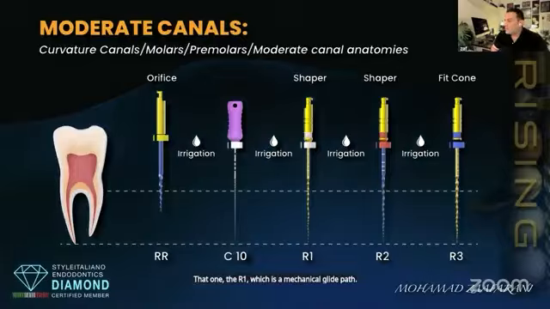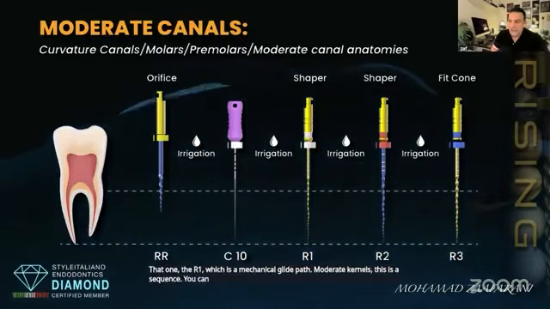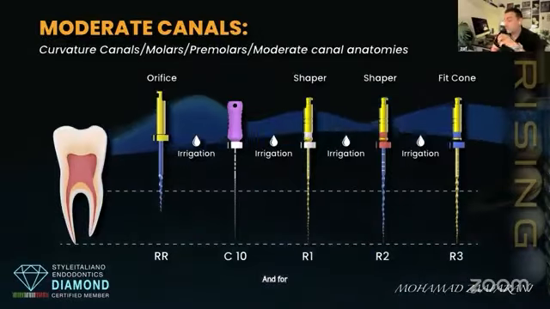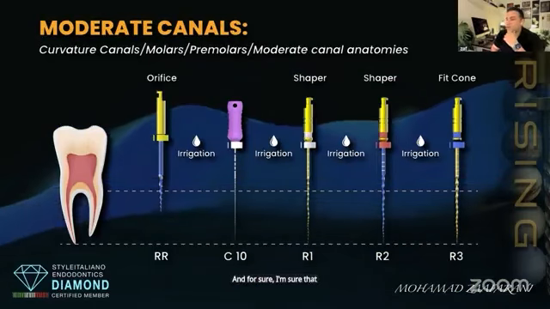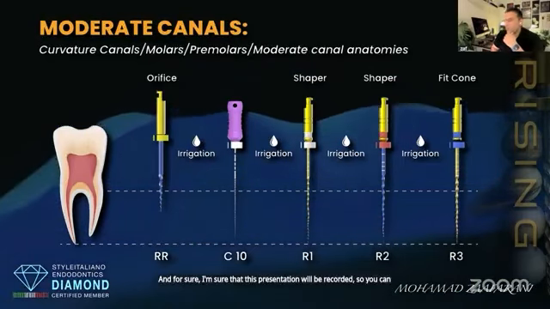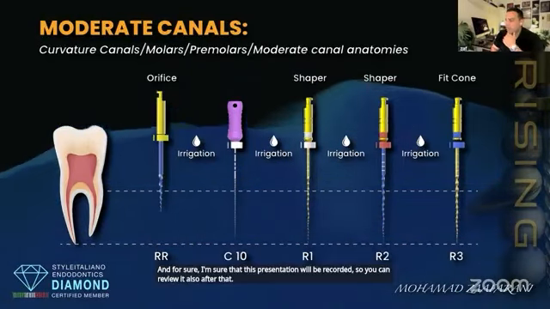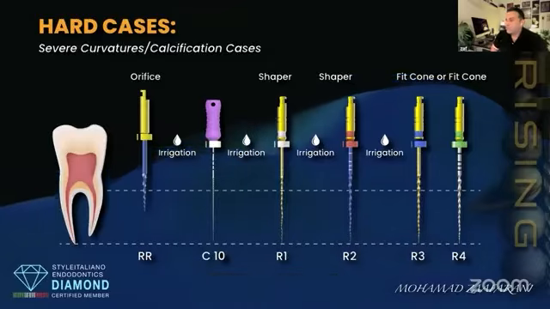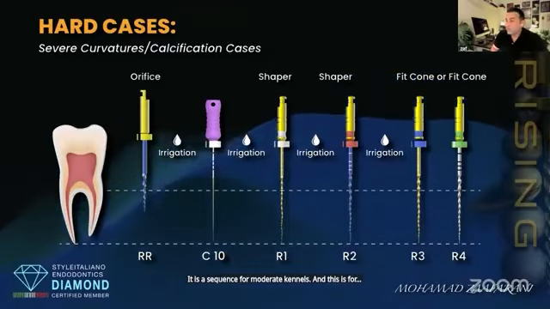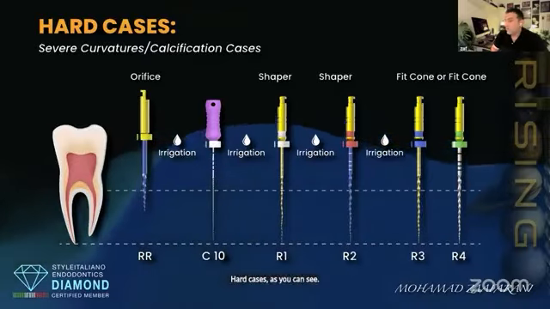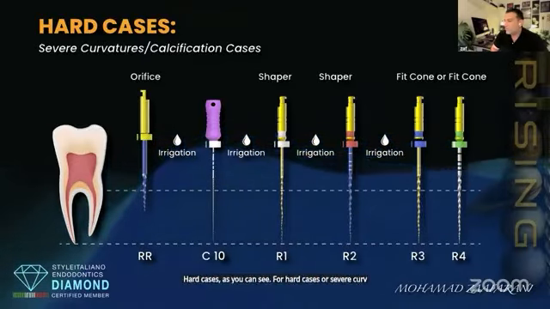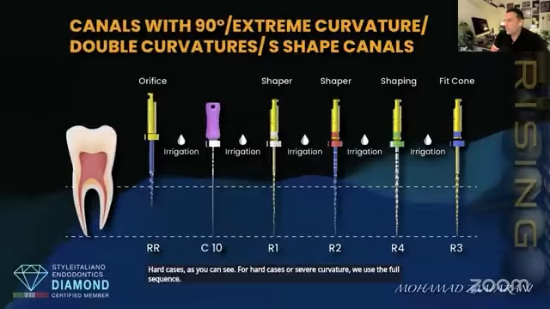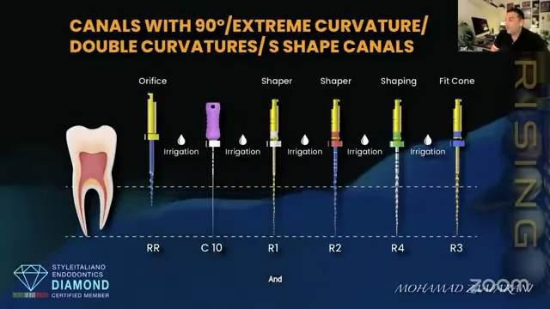Moderate canals, this is a sequence. You can take screenshots. And for sure, I'm sure that this presentation will be recorded, so you can review it also after that. Here is a sequence for moderate canals. And this is for hard cases. As you can see, for hard cases or severe curvature, we use the full sequence. And here's for extremely difficult cases.